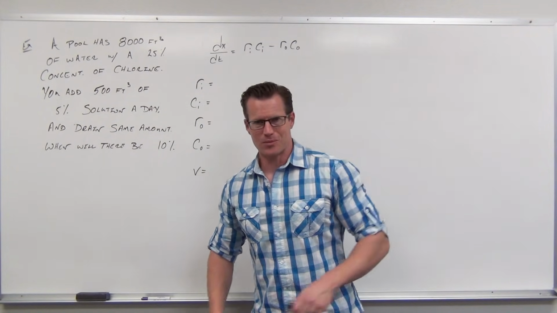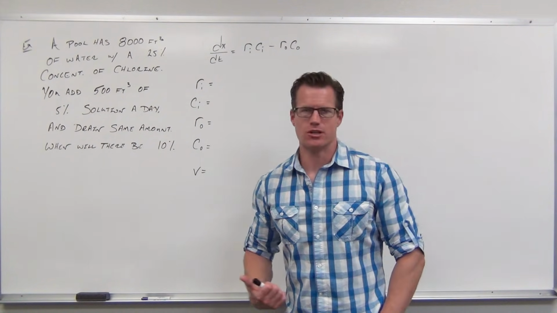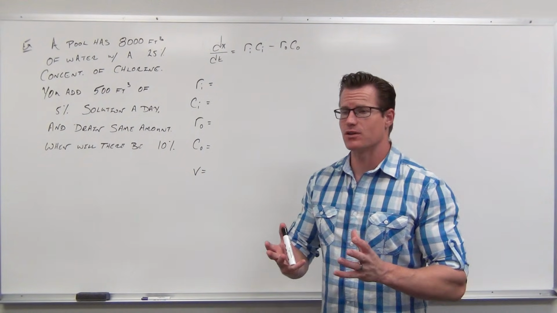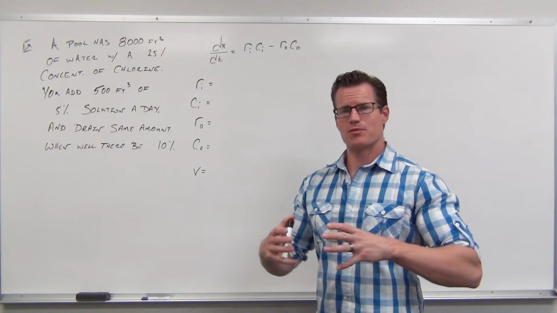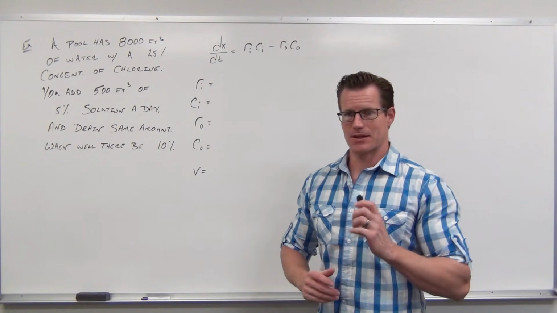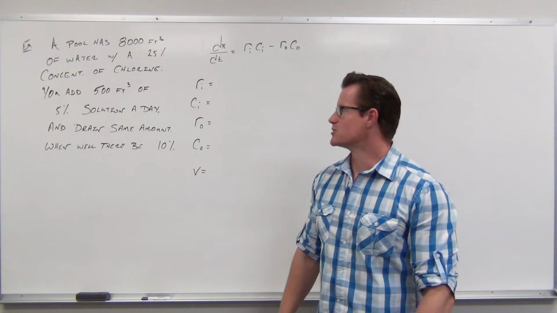Let's start a new problem. You have a swimming pool, and through someone's error, Jim's, you have this pool that's 8,000 cubic feet of water, but it has a 25% chlorine solution concentration. That's a lot of chlorine. So the kids are getting out, my eyes, and man, come on, Jim.